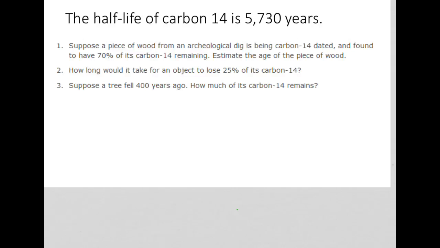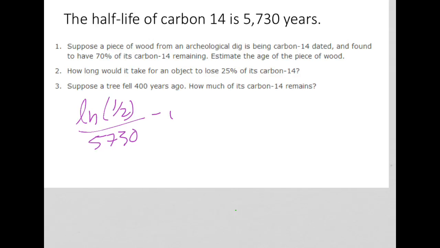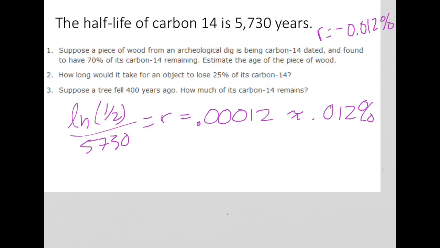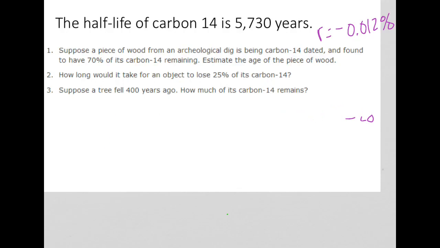So we're going to do the same thing. We're going to get the ln of 1/2 divided by 5,730 will tell us our rate. And we're going to get, I want to say it's like 0.00012, which is going to give us roughly 0.012%. And of course, that number should be negative because we were talking about a rate of decay.